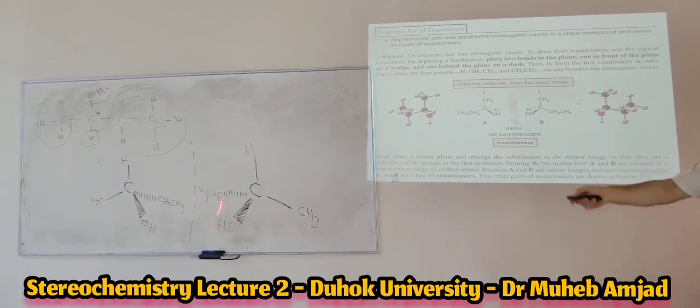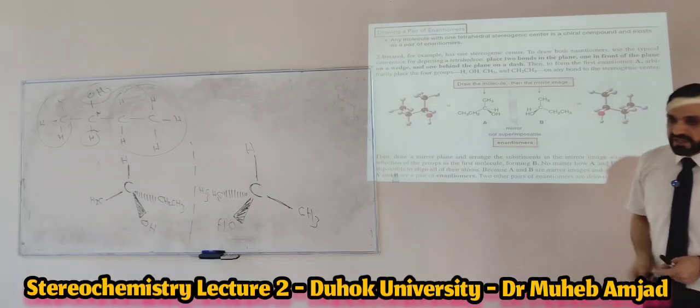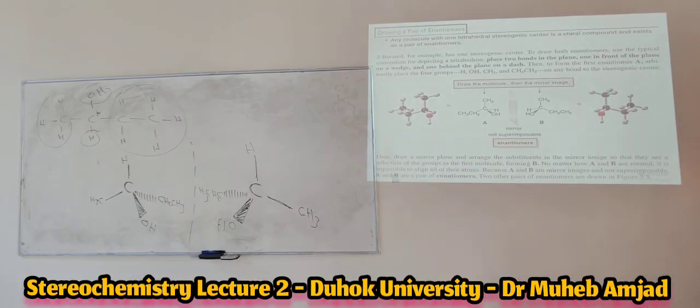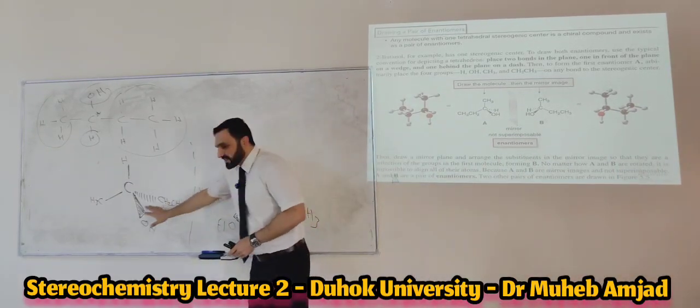This side is exactly the same as this side. They are the same mirror image. Okay, so A and B, this A and B, 1 and 2, what are they? They are enantiomers. Enantiomers.